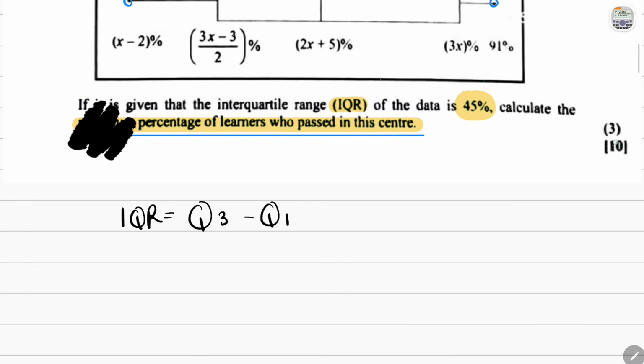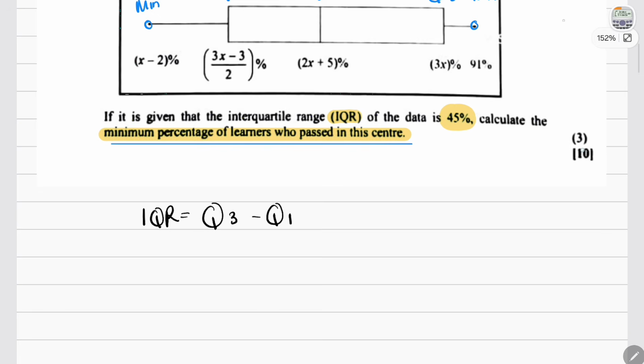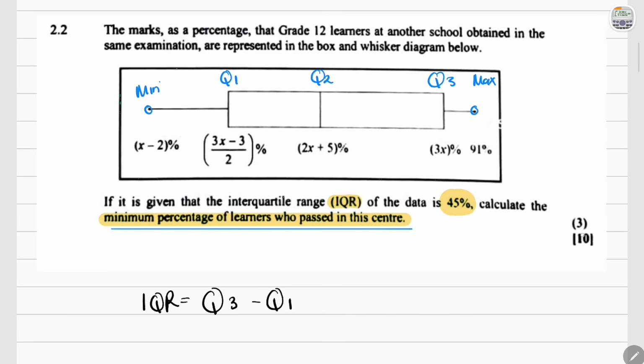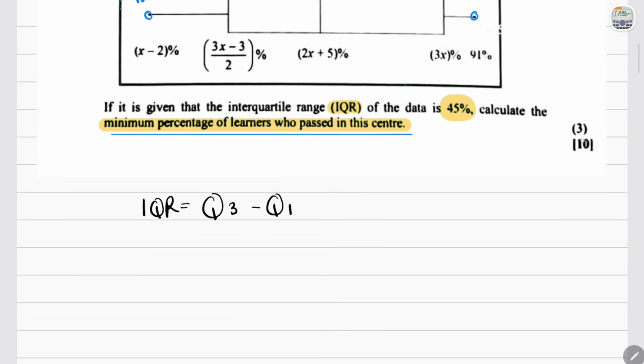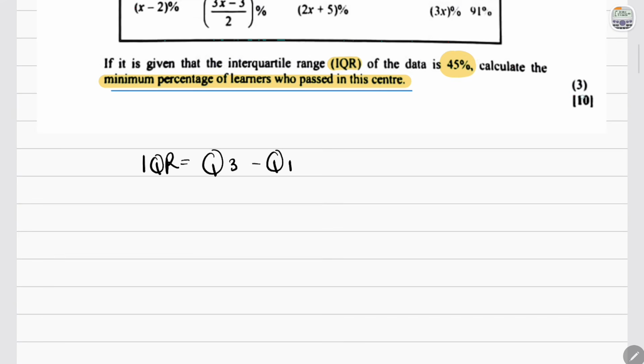If you did that and read it again, it says calculate the percentage of learners who pass in the center. Okay, so the lowest number of learners who pass in the center, that's really what they're asking, but as a percentage. Which is fine because we don't know how many learners are at this center, but we do know how they are divided in the box and whisker diagram. So to find out the total number of learners who passed, here is how we would do this.